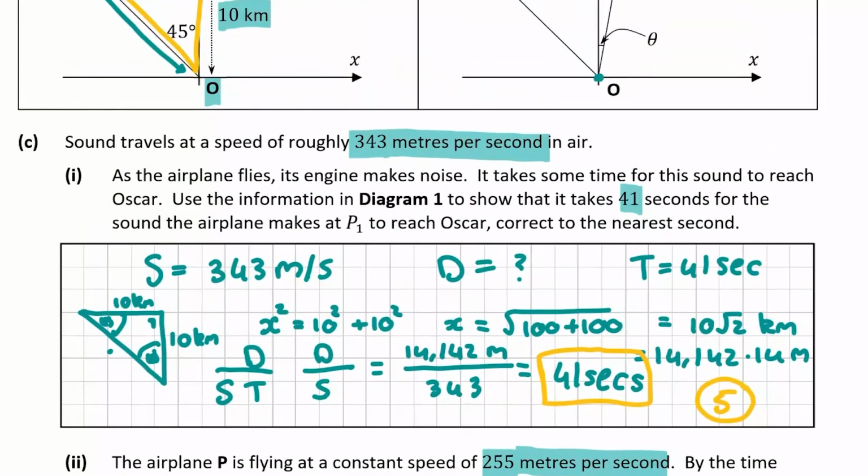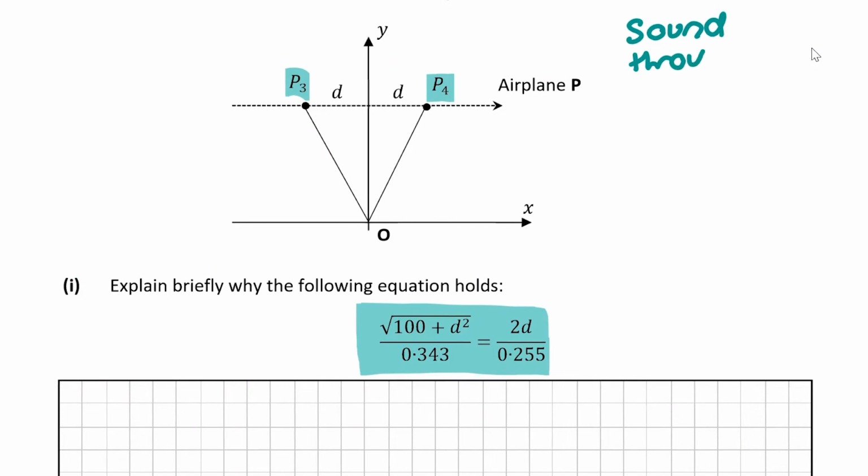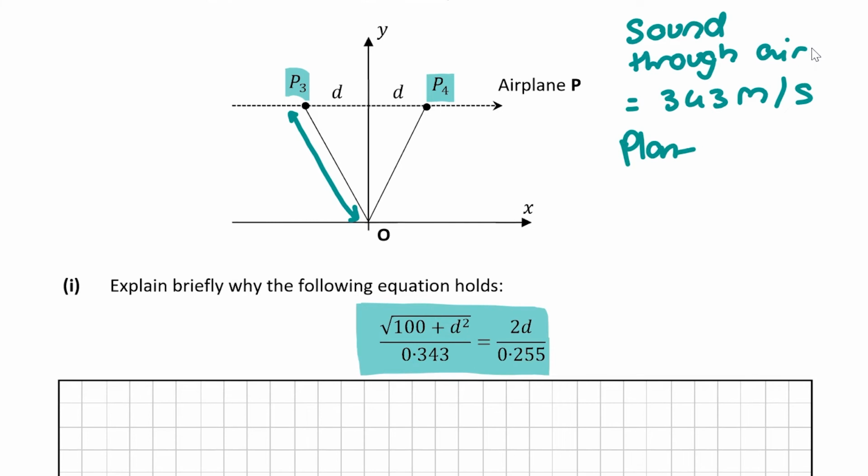So let me just find that. So sound travels at a speed of 343 meters per second in air. So I'm going to write that down there. So sound through air, 343 meters per second. So the sound is traveling here from P3 to Oscar at 343 meters per second. Now, the airplane is traveling at, and we're given the speed for that as well, I think it was 255 meters per second.